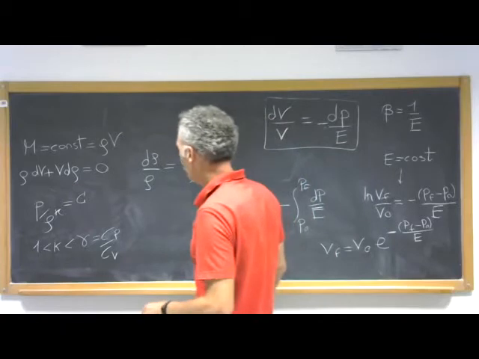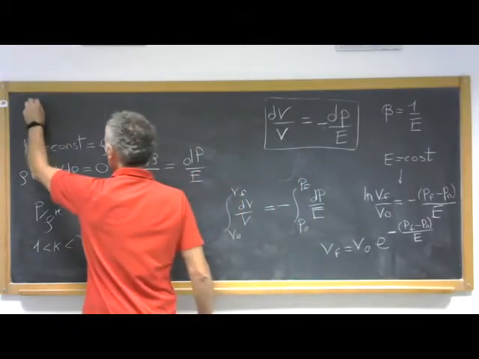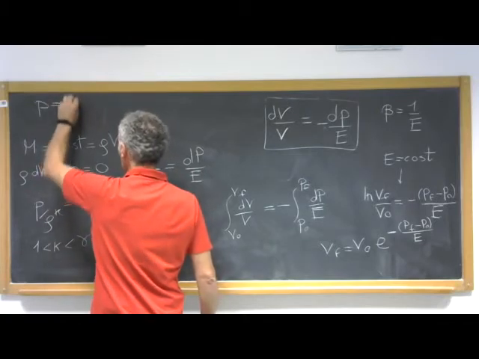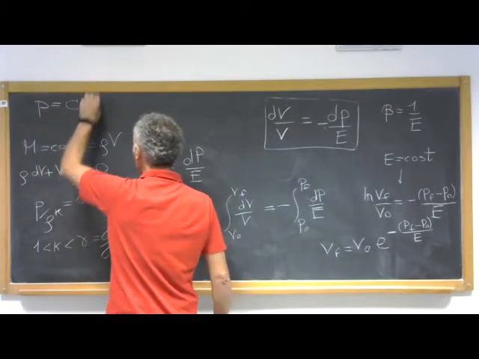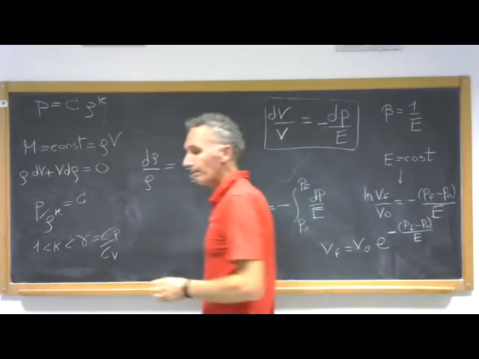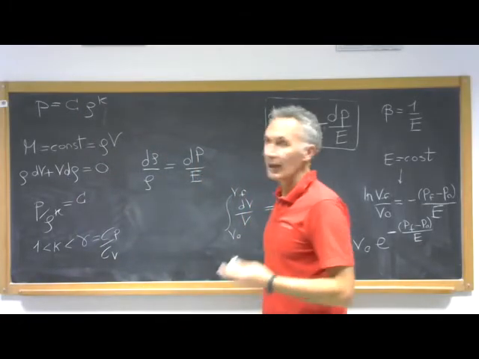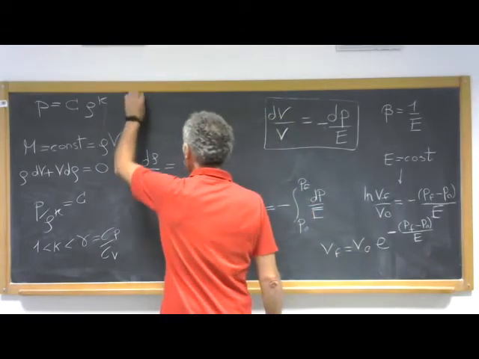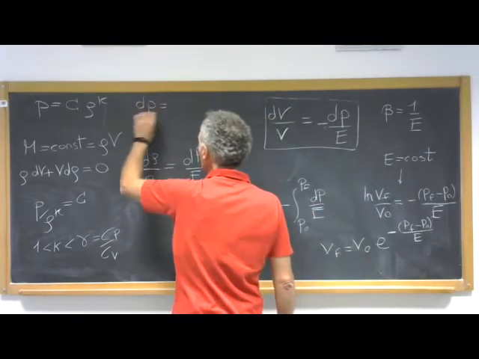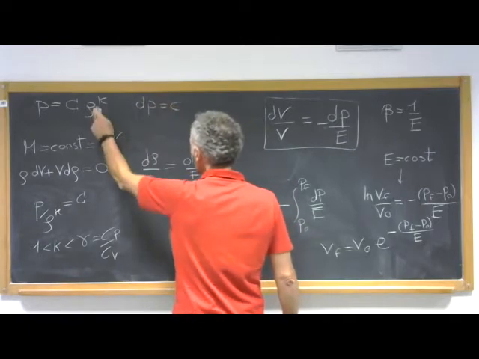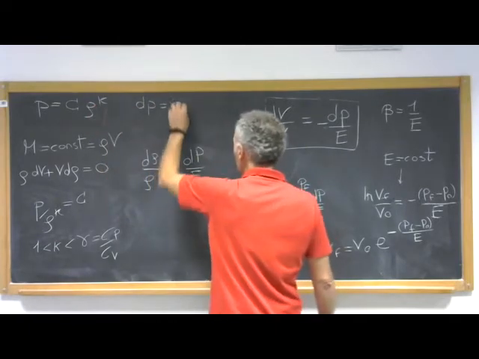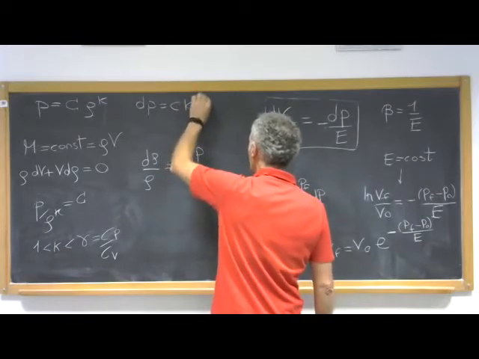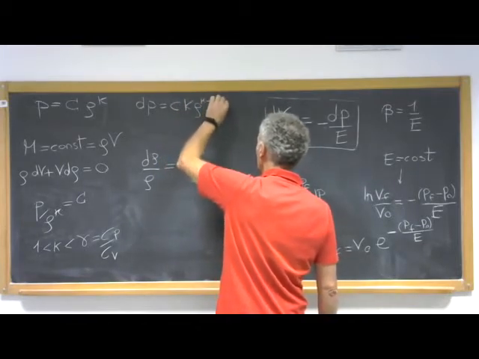And then what I do, I start by writing that the pressure P is equal to C, this constant, times rho to the power k. Now I differentiate left and right hand side, and so I obtain dP, and this would be equal to C times the differential of rho to the power k, which would be k rho to the power k minus 1 d rho.